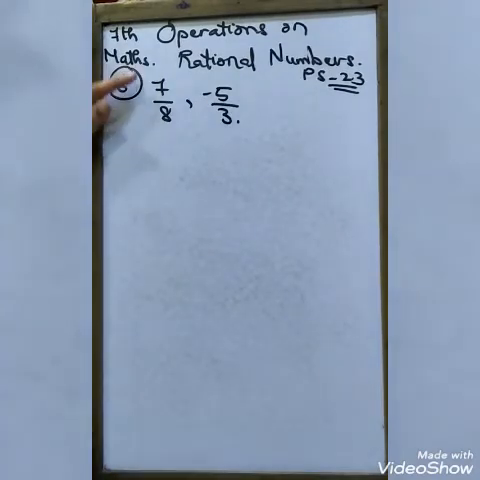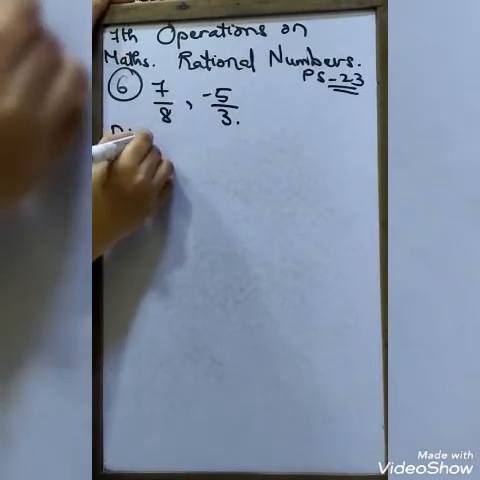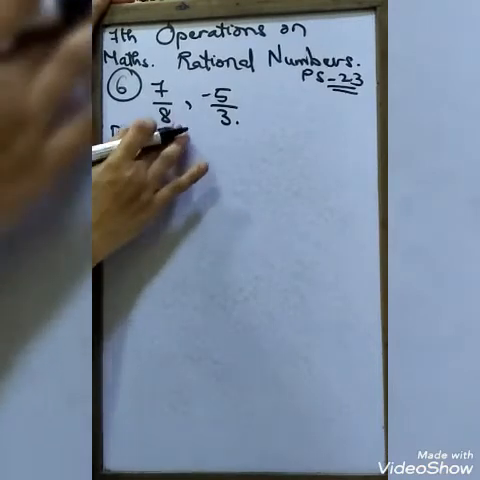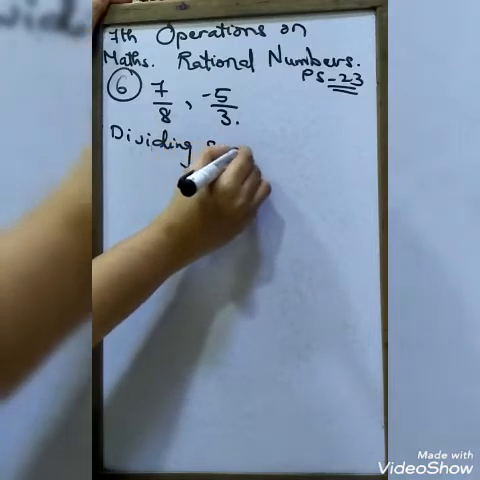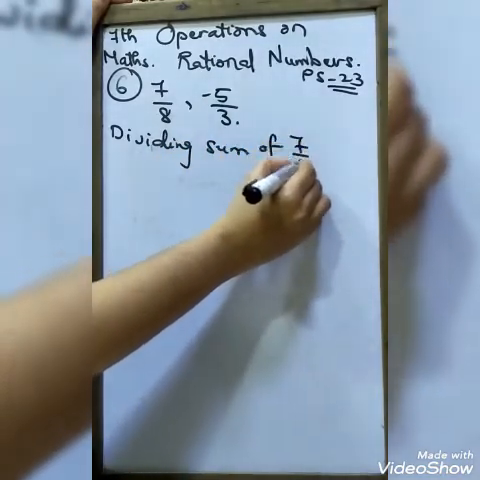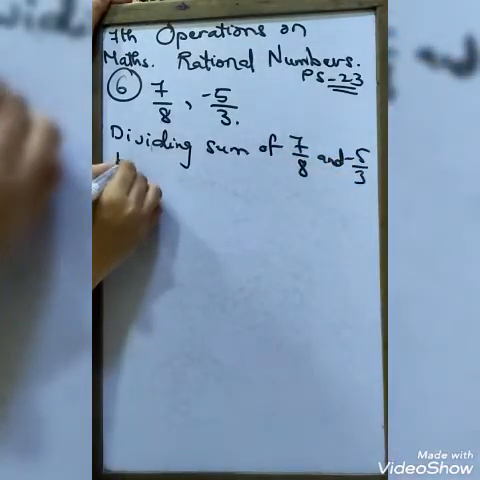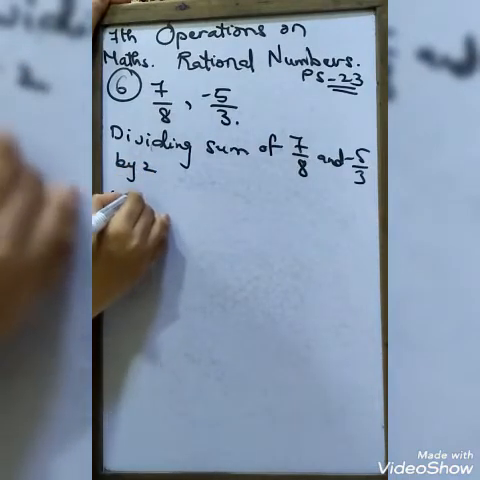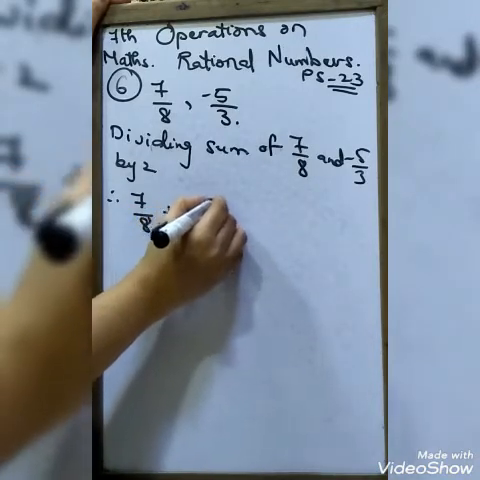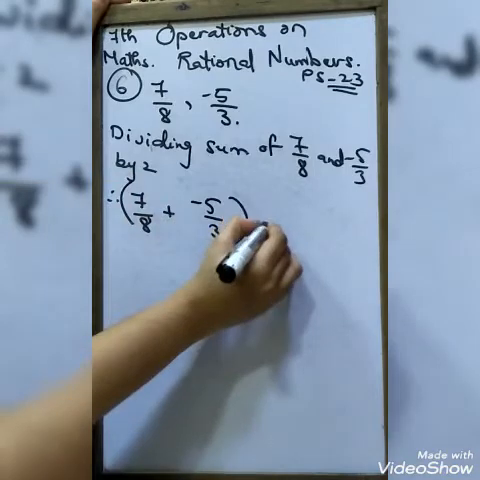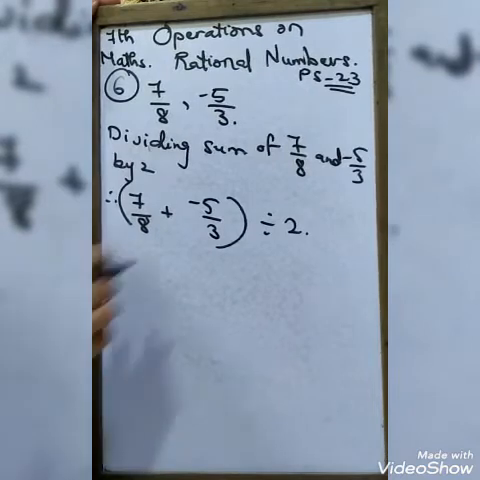Now the sixth question we have is 8 upon 7 comma minus 5 by 3. So here again we divide the sum of 7 upon 8 and minus 5 by 3 by 2. Therefore 7 upon 8 plus minus 5 by 3 divided by 2. Now here the denominators are different, so we are supposed to make the denominators equal first of all.